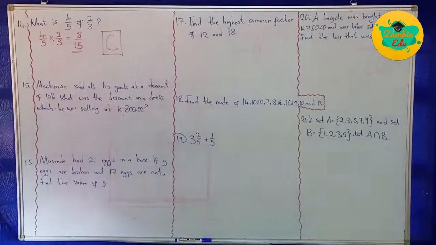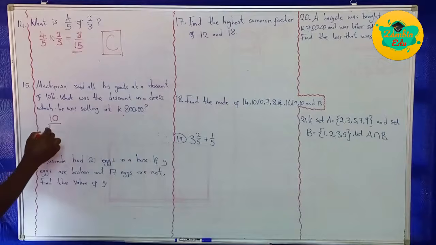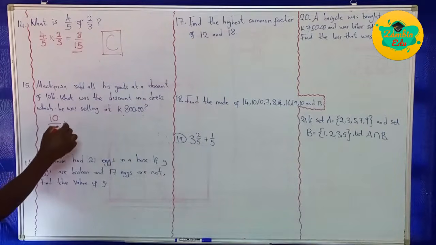Question 15 says, Machipisa sold all his goods at a discount of 10%. What was the discount on a dress which he was selling at 800 kwacha? So there, the discount percentage over total percentage times the selling price, which is 800.